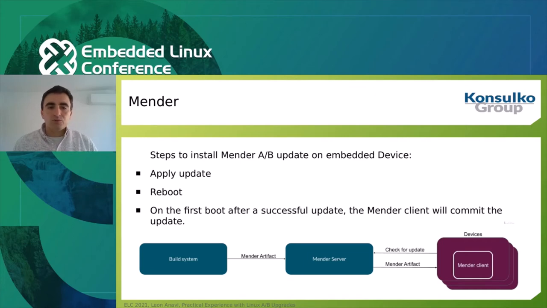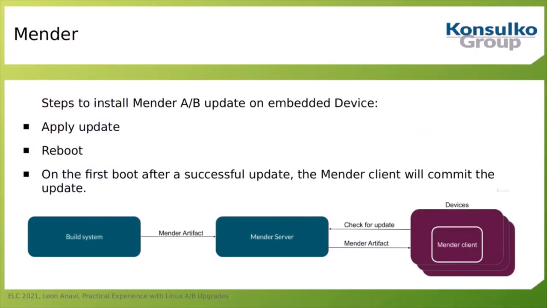Let's have a look at the steps to install a Mender update on an embedded device. So first you apply the update, after that you do a reboot. On the first boot after a successful update, the Mender client will commit the update. This step of committing the update means that it verifies that the device has booted successfully and is working fine, and by doing the commit, you are saving the configuration, meaning that you are confirming that the update is successful, and on follow-up boots, this partition will be used. If the commit is not done, on the next reboot, the old partition will be applied. In the setup where you are performing manual upgrades, don't forget to do the mender commit step on your own.